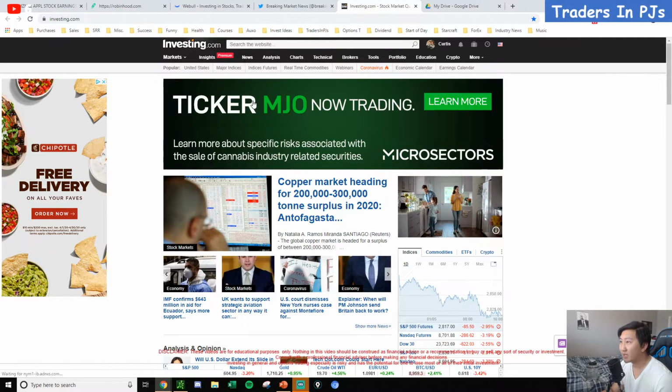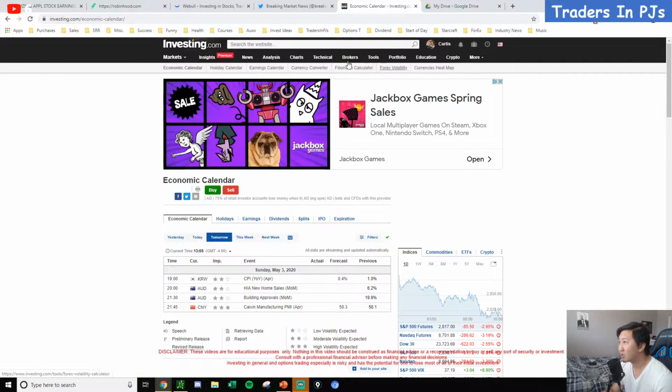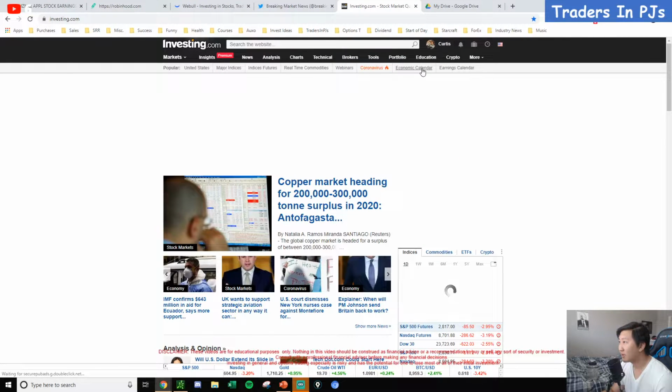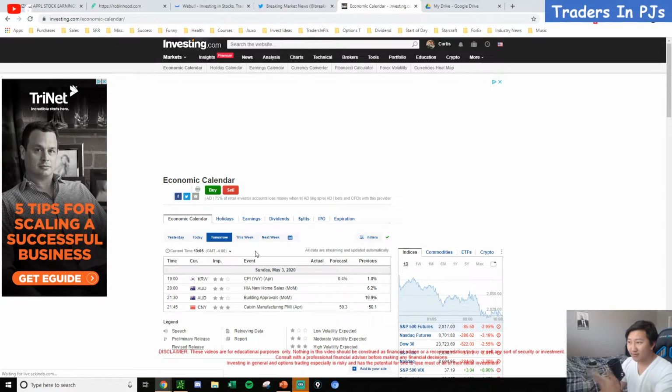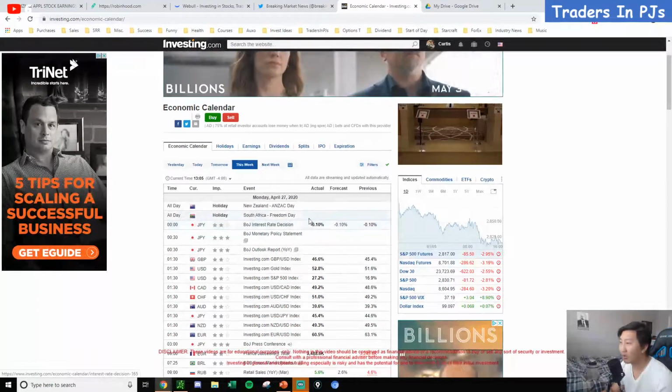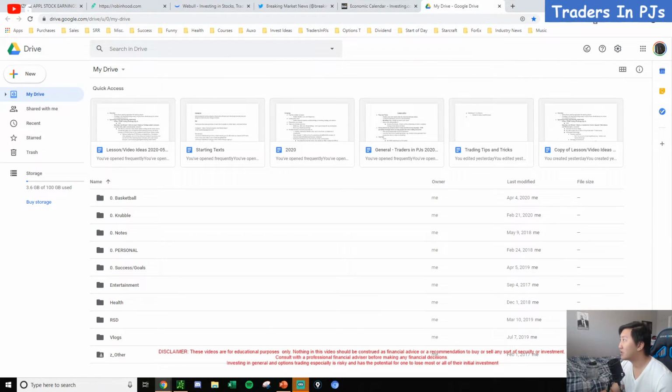And then Economic Calendar, obviously, is investing.com. You just click Economic Calendar right here, and you have the day or the week, depending on how you want to look at it, and then my Google Drive. So that's what I have open. Obviously, I have a dual monitor setup. That's really all you need. I highly recommend at least having 2 though, but you don't need more than that.